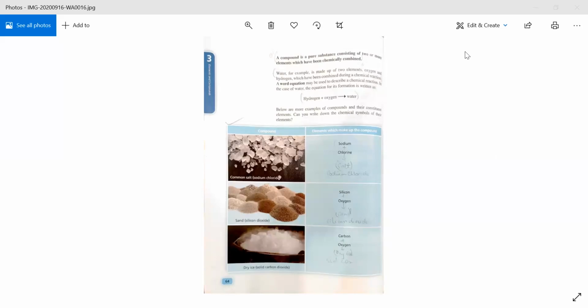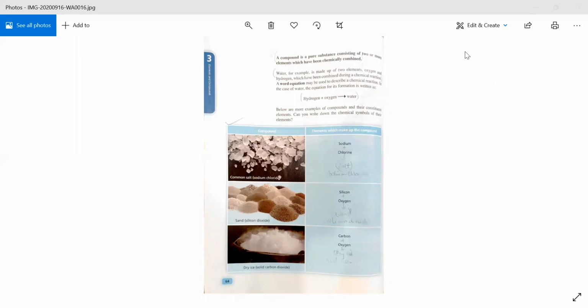In the case of water, the equation for its formation is written as hydrogen plus oxygen will become water. Below are more examples of compounds and their constituent elements. Can you write down the chemical symbols for their elements?